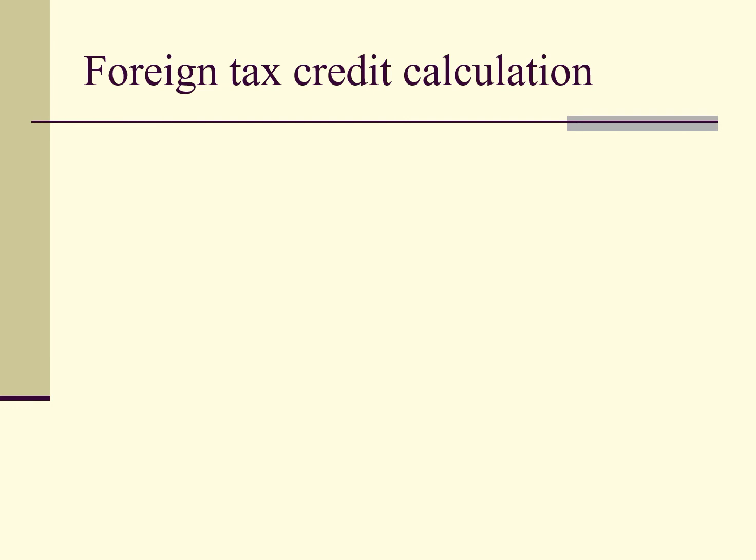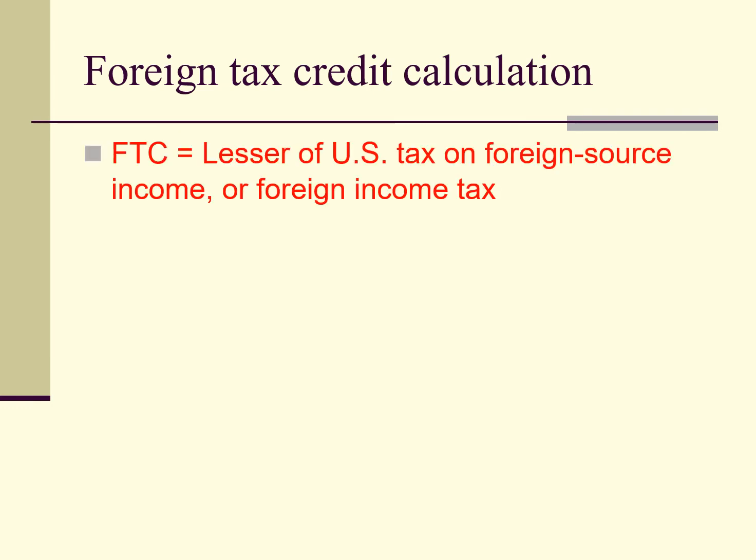Here's how the credit works. A U.S. taxpayer calculates the pre-foreign tax credit U.S. tax it pays on foreign source income. It compares this tax to the foreign income tax it pays on this income, and then it takes a credit for the lesser of the two amounts.